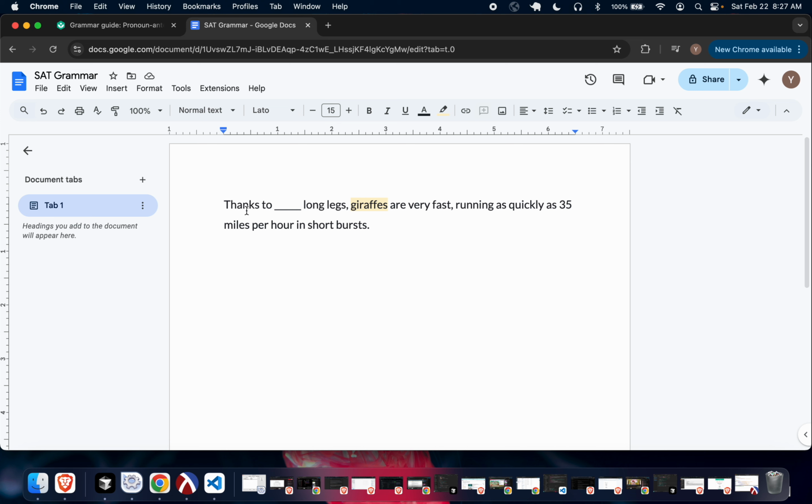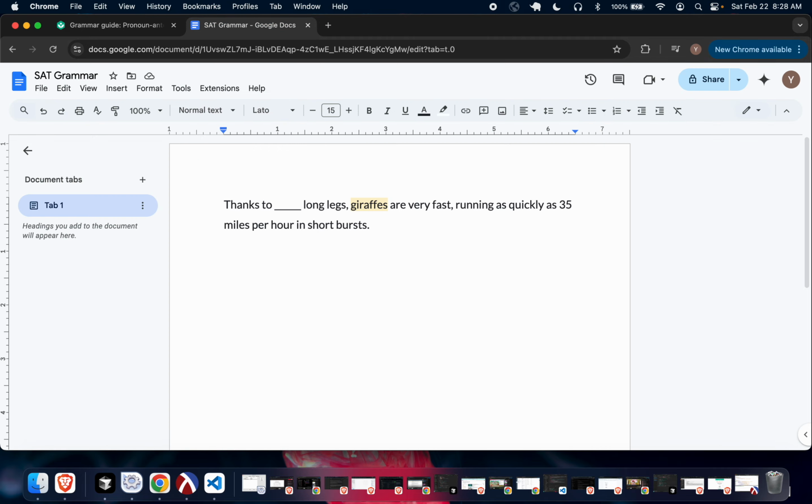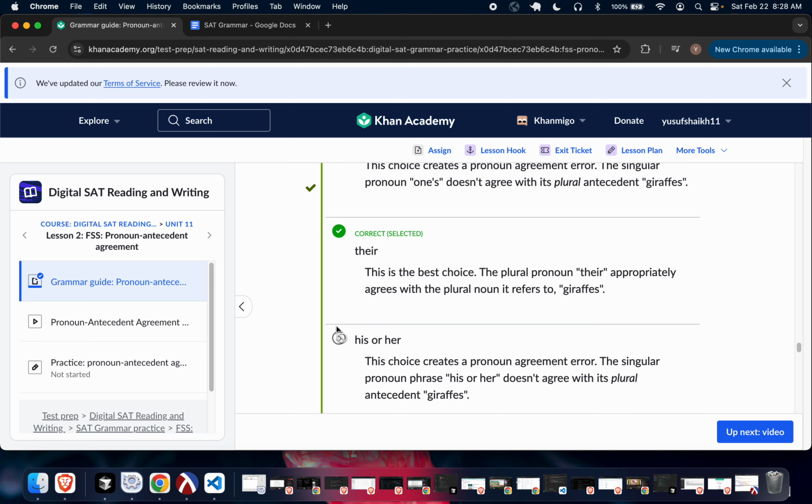So thanks to blank long legs, giraffes are very fast. Notice how giraffes is a plural noun, so we're going to be looking for a plural pronoun. So "it's" is probably not going to be it, because this is a singular pronoun. "One's" is also singular. "His or her": again, we're probably not going to be dealing with gender, and also this is singular anyway. So "their" is the one that makes sense. It's plural, and if you plug it in, thanks to their long legs, that makes sense. So that's going to be the correct answer.